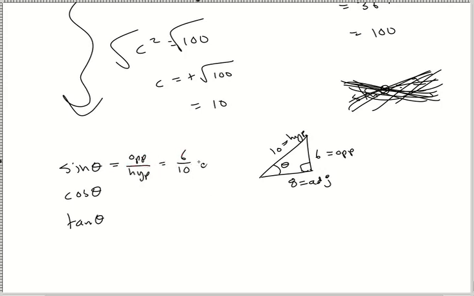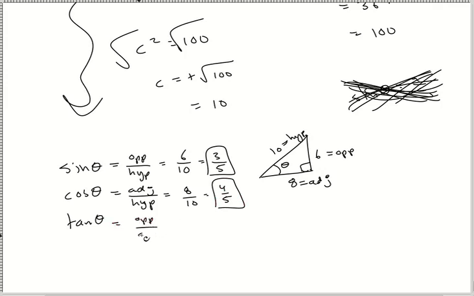6 over 10 makes 3/5. The next one is adjacent over hypotenuse. I got 8 over 10 makes 4/5. And then finally I got opposite over adjacent. And so that would be, what, 6 over 8, which is 3/4. And we're done. Cool. And there's more.